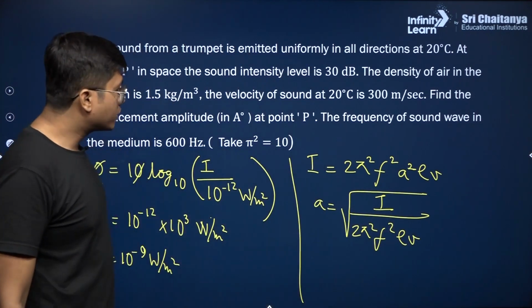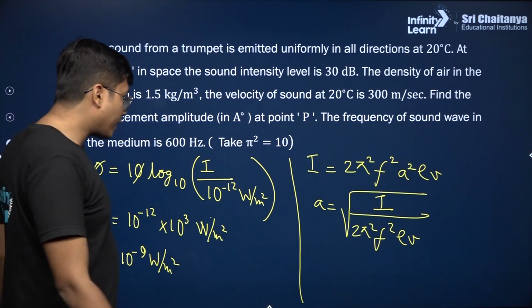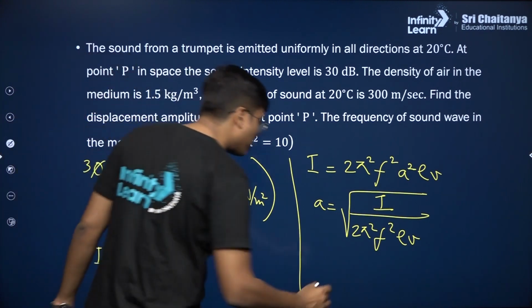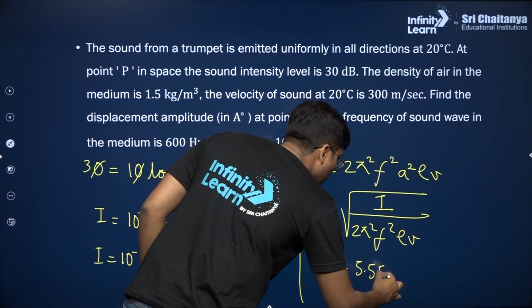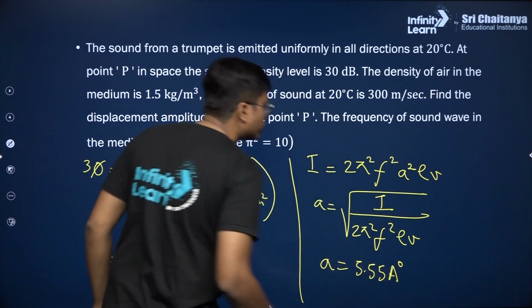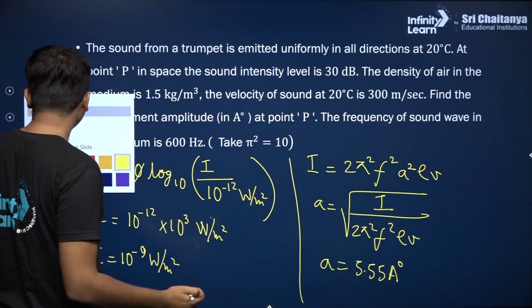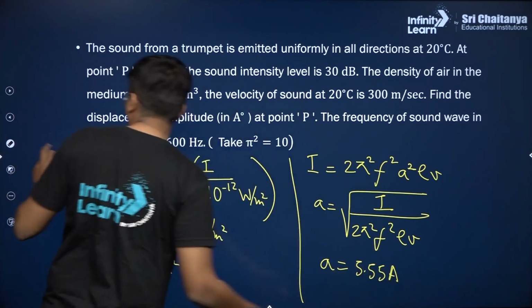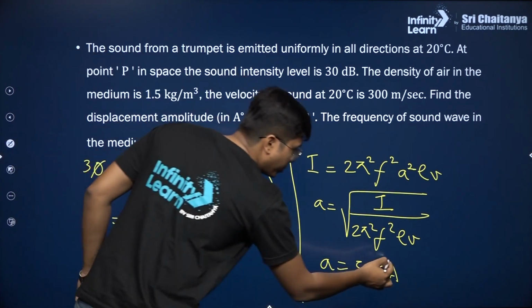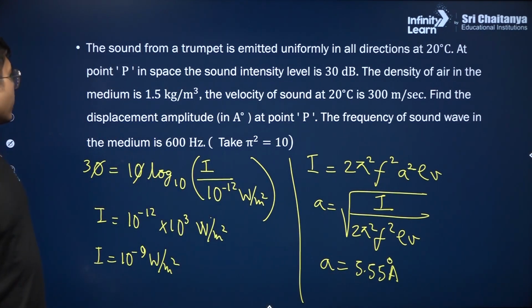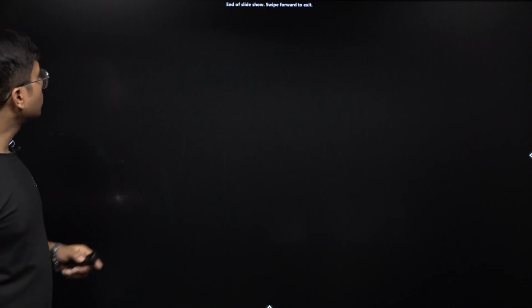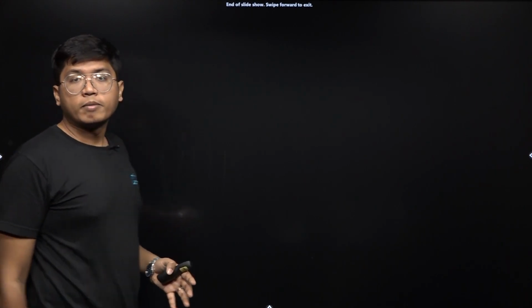So if you put the values in and calculate from here, you will get the A value as, and I won't go into the calculations again, 5.55 Angstrom. I made it a degree, it would be an Angstrom, the circle would be right above this. So that is your A given over there. Right? So that's it. I think that concludes this paper solution.